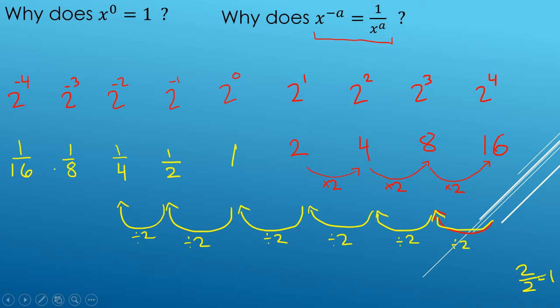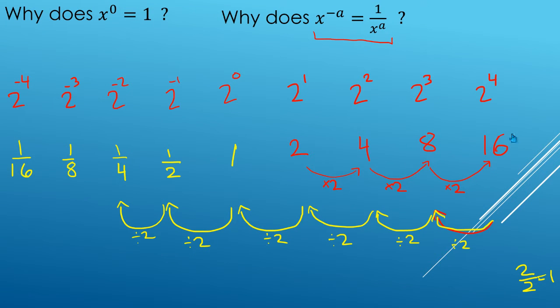A couple things I want you to see is look at the symmetry on the left and the right of the screen. We have 1 right in the middle, and then we've got 1 over 2 and 2, 1 over 4, 4, 1 over 8, 8, and 1 over 16, 16. And it would continue the same way on both sides. So the next power would be 2 to the 5th, and that would be 32. And 2 to the negative 5th is 1 over 32. And it just keeps going forever.